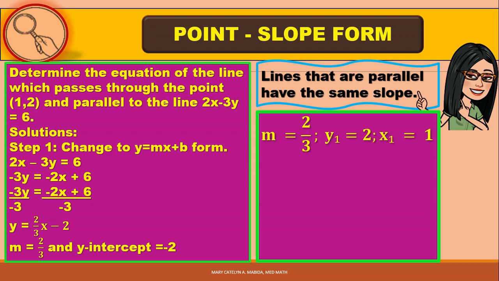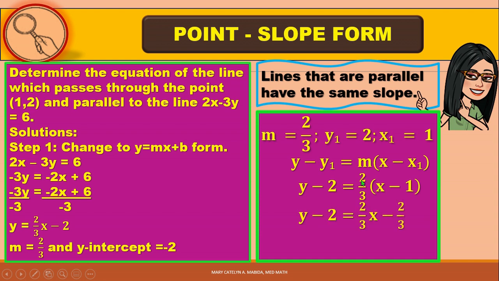Using the point-slope form, substitute the values of the point and the slope. So, our y sub 1 is 2, our x sub 1 is 1, our slope is 2/3. And so, y is equal to 2 over 3x minus 4 over 3. The slope of the equation 2x minus 3y equals 6 is the same as the slope of the equation of the parallel line.